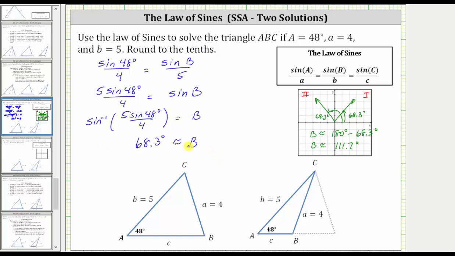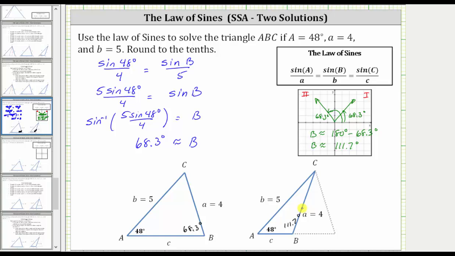So when B is acute, or 68.3 degrees, the triangle looks something like this, where B is an acute angle. But if we swing side a to the left, notice how B is now an obtuse angle, which would measure 111.7 degrees.